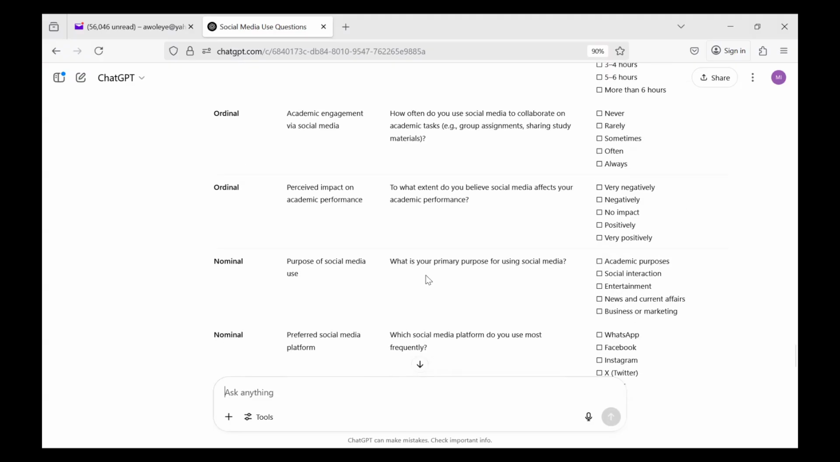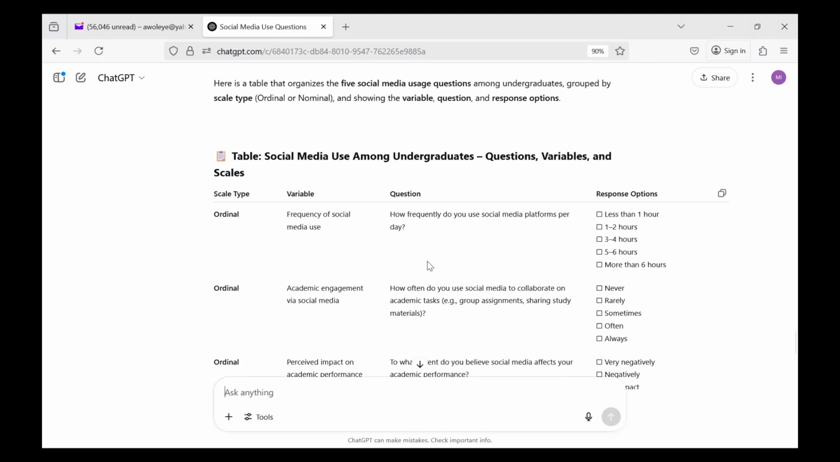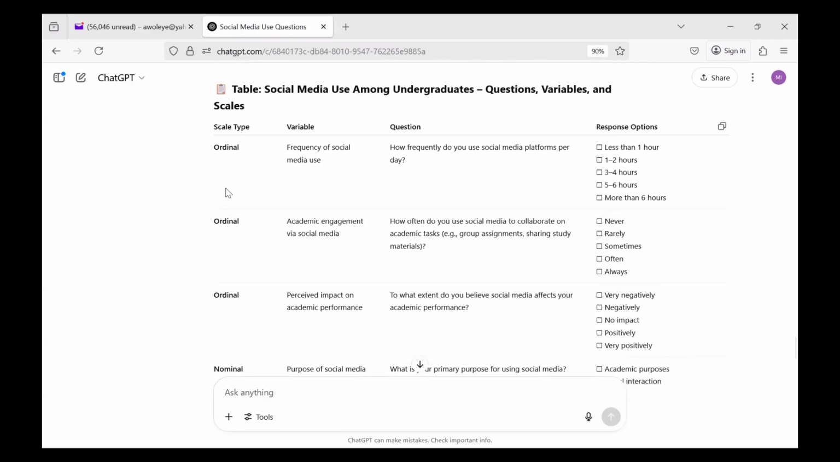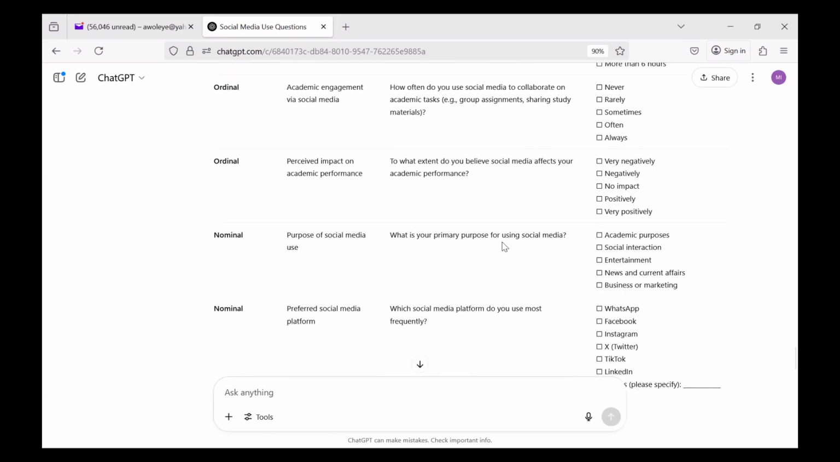If you copy this one now and take it to your Microsoft Word, you are good to go. All you need to do is remove the column for the scale, because you don't need it in your questionnaire for your respondents. You also don't need the heading regarding variables and questions. You just put that in your Word and you are good to go.